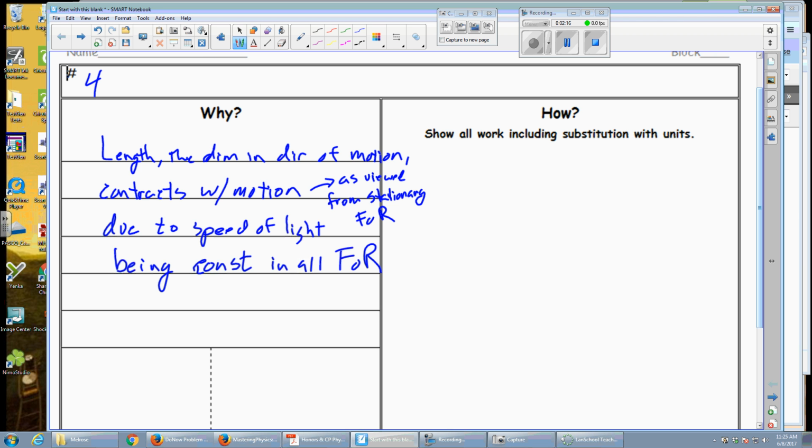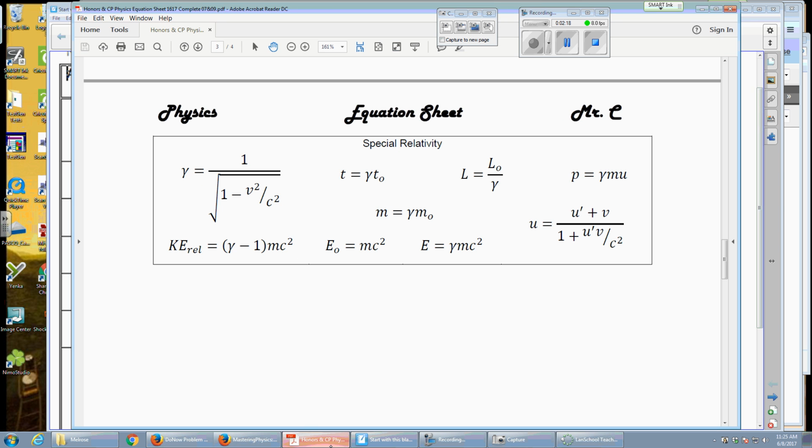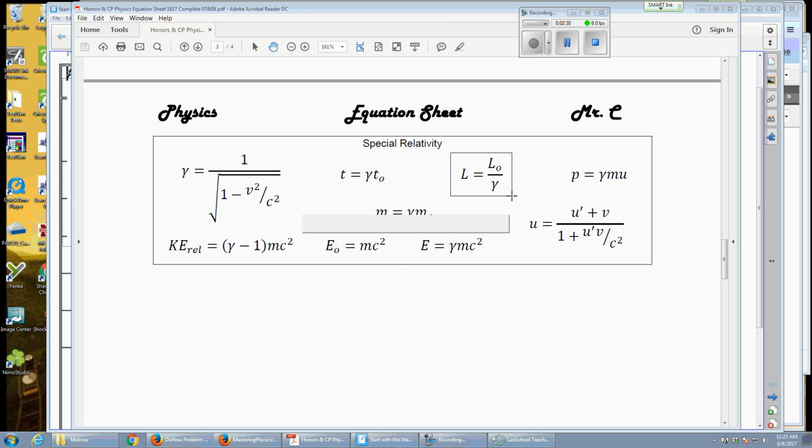All right. So now we can grab our handy dandy equations. Let's see, we need the Lorentz transformation. And since this problem is about length, it's probably good to grab our length relationship.